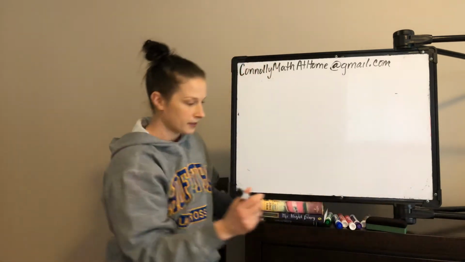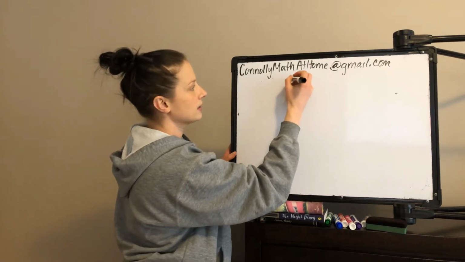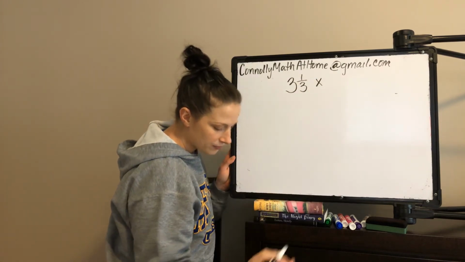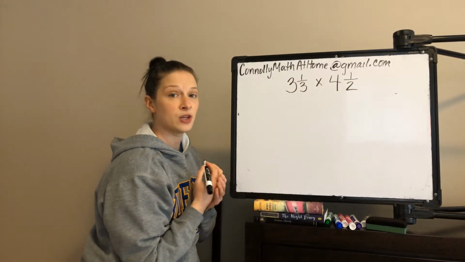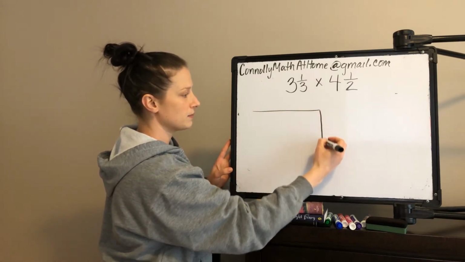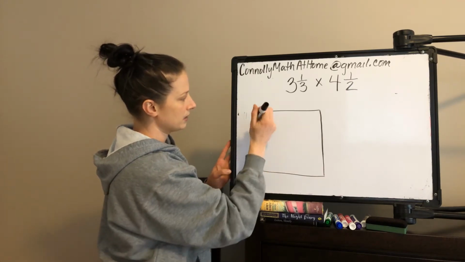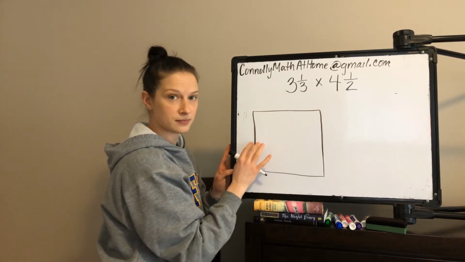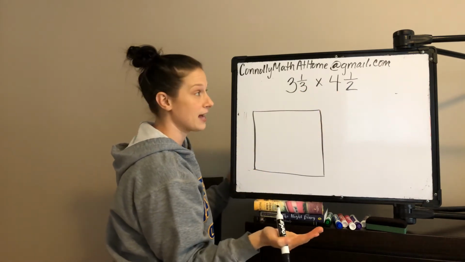Okay, so we're going to think about 3 1/3 groups of 4 1/2. What we're going to do is the same exact thing as last time. You should be predicting with me what's going to happen here. So we are going to think about putting 1 factor as each dimension, okay? And then we'll solve for the 4 subproducts and then we'll add them together.